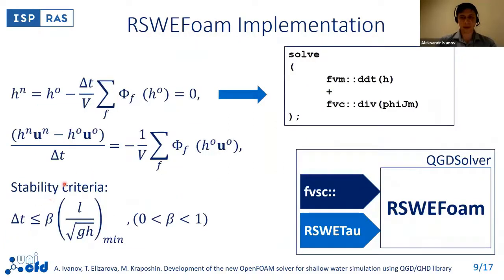After that, the solver's implementation is very simple because we need to use two libraries. FVSC is a basic library for approximation of the spatial derivatives at the cell faces, and we need to develop a new small library to define an expression for tau calculation. In this case, the program for numerical solution of the regularized shallow water equations looks something like that. For example, for the continuity equation, the code is rather simple.